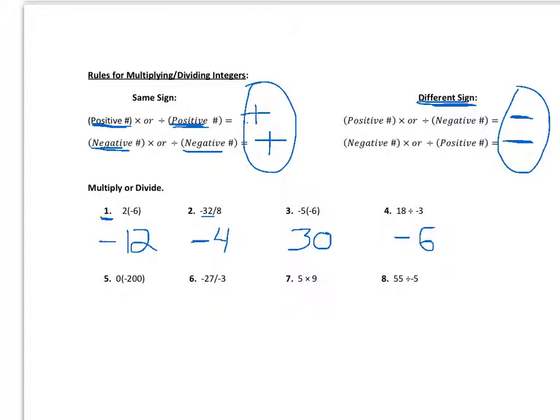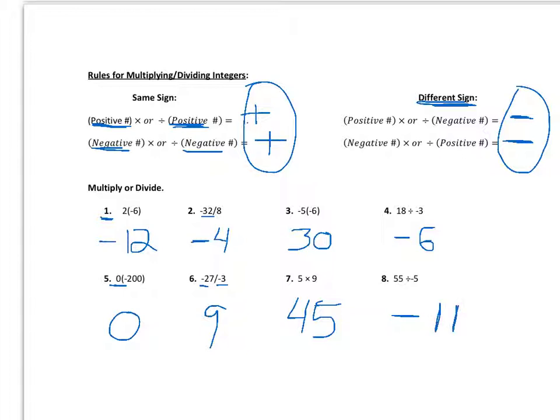Okay, number 5, even though we have a negative in here, here's a kind of special case. If you multiply anything by 0, you get 0. Okay, number 6, you are dividing two negatives, so these negatives are going to cancel out. So 27 divided by 3 is 9, and that's it. You don't get negative 9 because the two negatives cancel out. 7 is real easy. If you multiply two positives, you get a positive. 5 times 9 is 45. And number 8, you're dividing different signs, so you're going to get a negative. And 55 divided by 5 is 11, so your answer is negative 11.